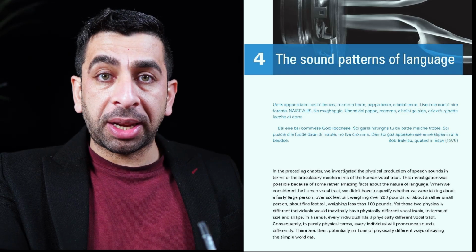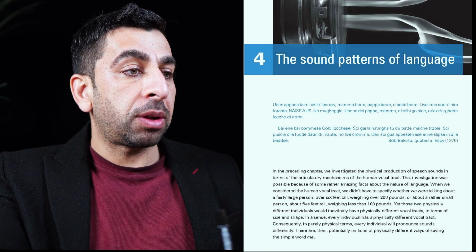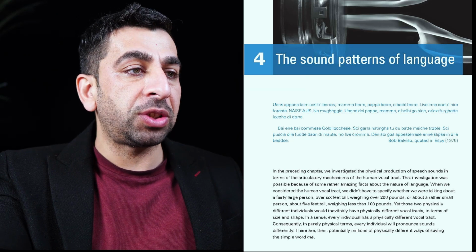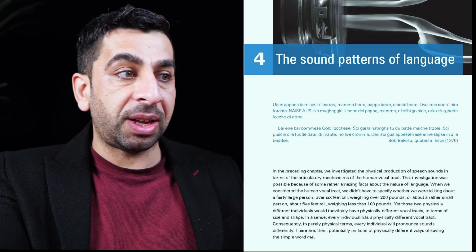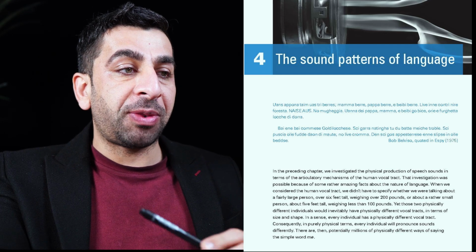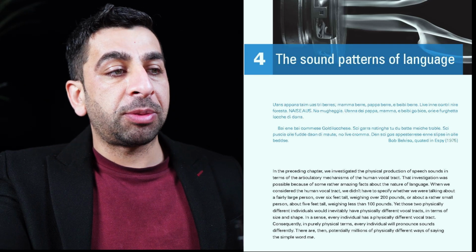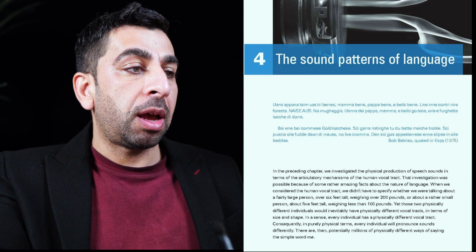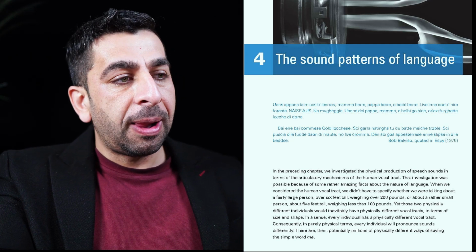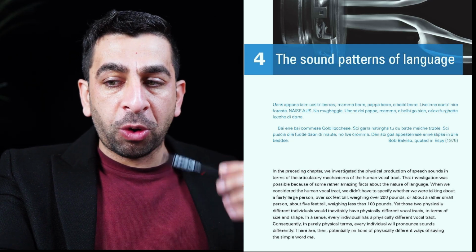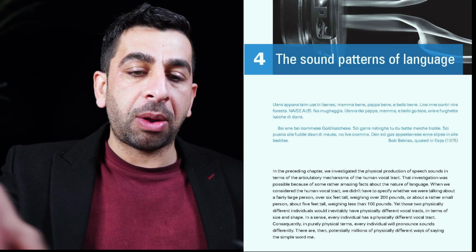shared areas of connection, because phonology and phonetics are two faces of the same coin. When we consider the human vocal tract, we didn't have to specify whether we were talking about a fairly large person, over 6 feet tall, weighing over 200 pounds, or a rather small person, about 5 feet tall, weighing less than 100 pounds. He says we are talking about the structure of the vocal tract, and we have no concern whether the person is big or small.